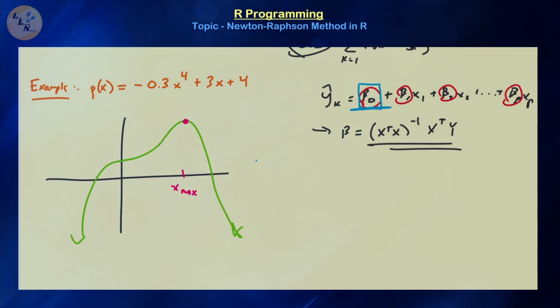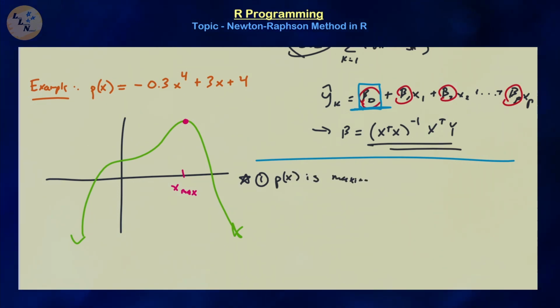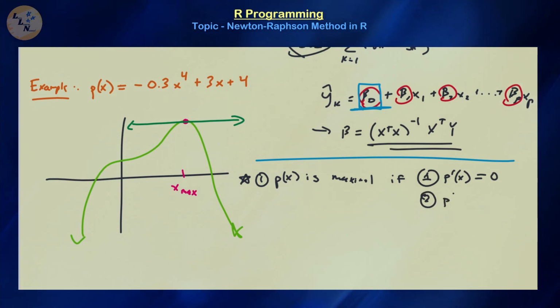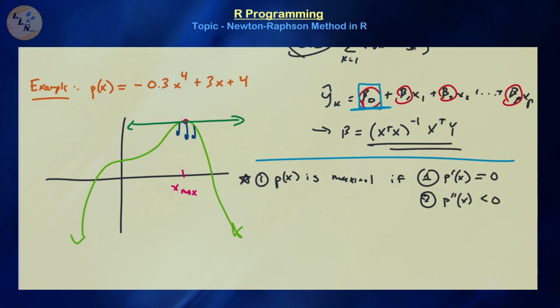So let's just lay down a couple basic calculus principles that the Newton-Raphson method is sort of based on. One, p of x is maximal if, first, the derivative at that point is zero, i.e. if you draw a tangent line to that curve at that point, it will be a horizontal line. And that's not the only requirement. Two, the second derivative at that point must be negative, i.e. it must be concave down at that particular point.